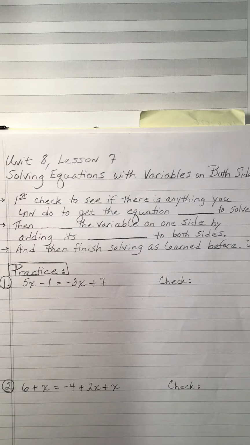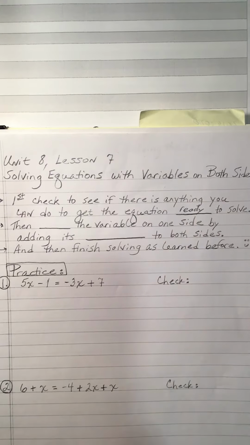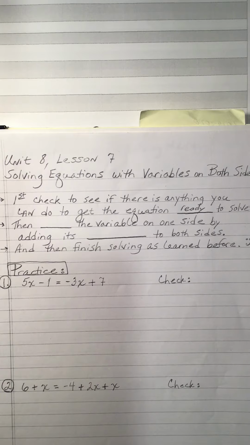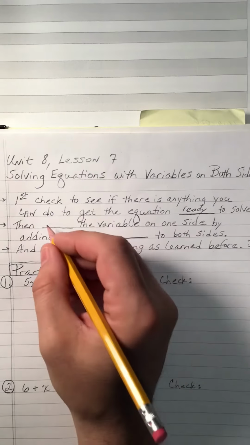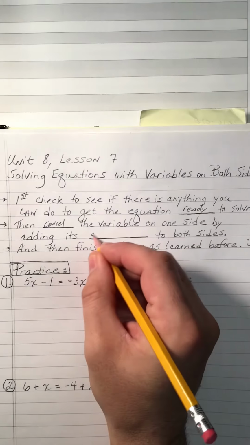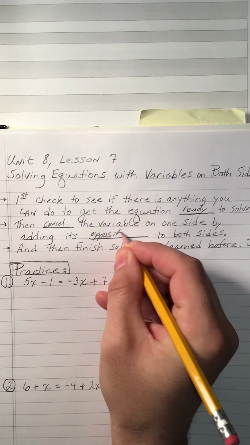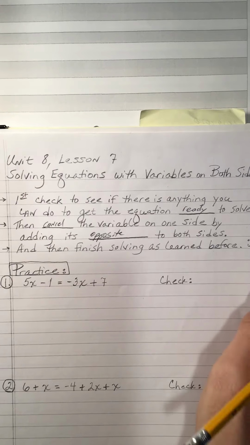It says first check to see if there's anything you can do to get the equation ready to solve. We got to get it ready to solve. Then zero the variables on one side by adding its opposite to the other. You can say zero the variable or cancel the variable on one side. We want to get the variable all to one side, and we're going to add its opposite in order to do that. Then finish solving as we have done before.